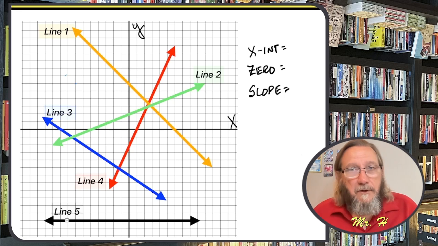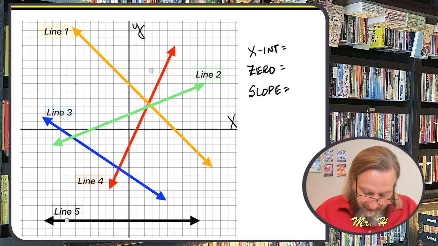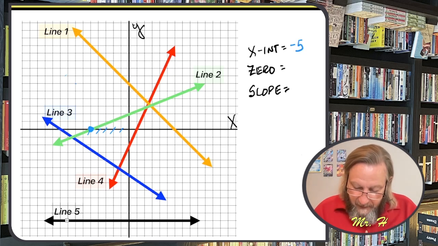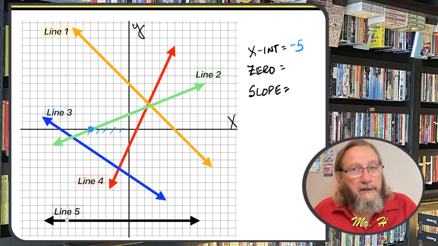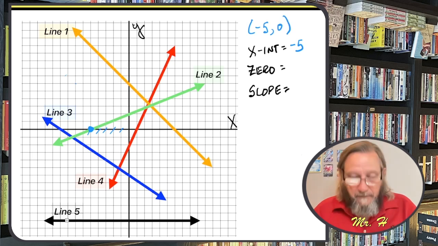All right, welcome back. Let's take a look at the green line and identify the x-intercept. The x-intercept is where the line crosses the x-axis, and so that's going to be way over here at this point. And so I'm going to simply count from 0, negative 1, negative 2, negative 3, negative 4, negative 5. So the x-intercept is going to be negative 5. If you are asked to write the full point, that is going to be the point negative 5, 0.